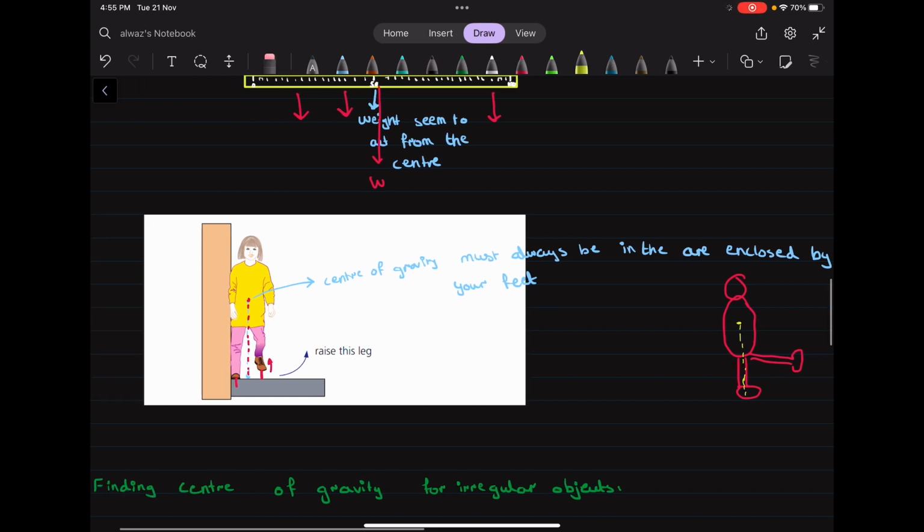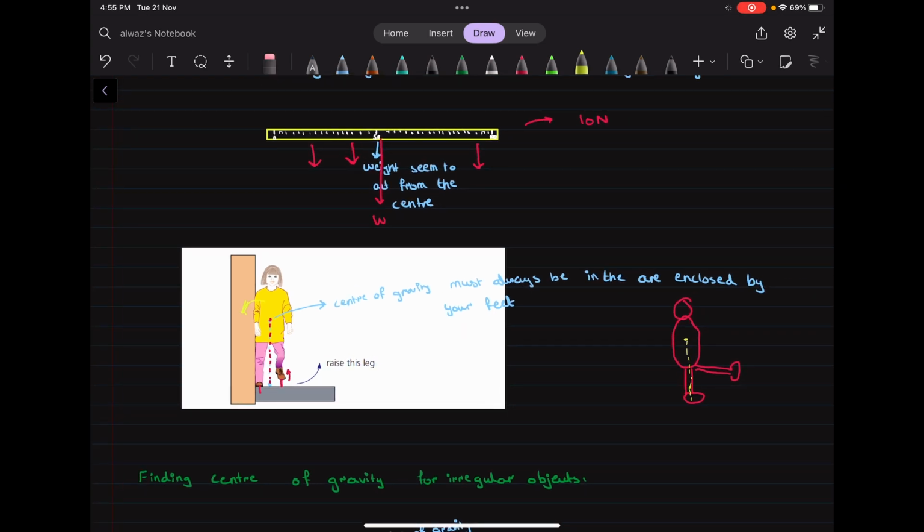But when you're next to the wall, this is not possible because you can't tilt toward this side and you'll just fall down. So just remember that the center of gravity for a regular shaped object is always at the center. For a sphere, it's going to be here. For a rectangle, it's going to be here. For a cuboid, it's going to be at the center.